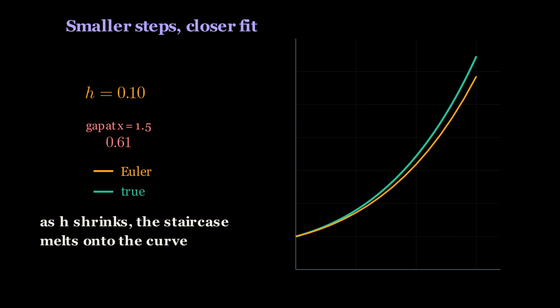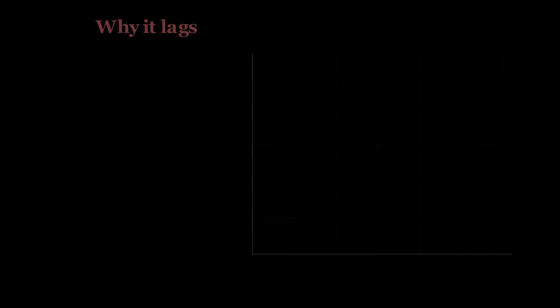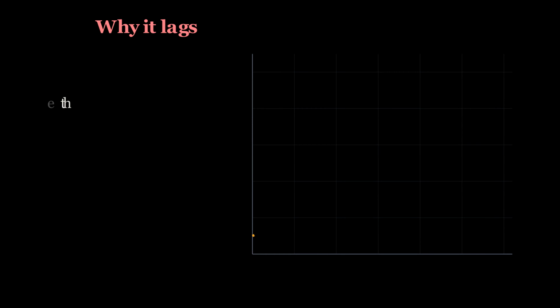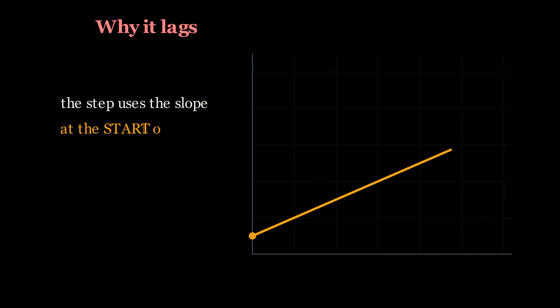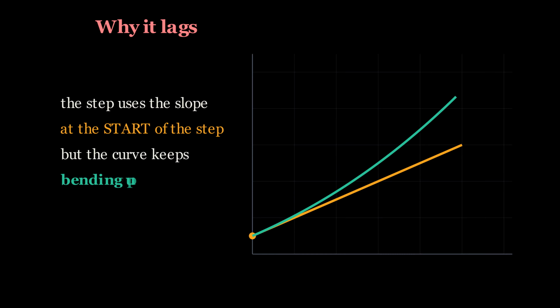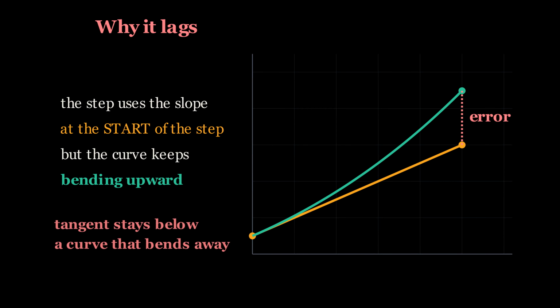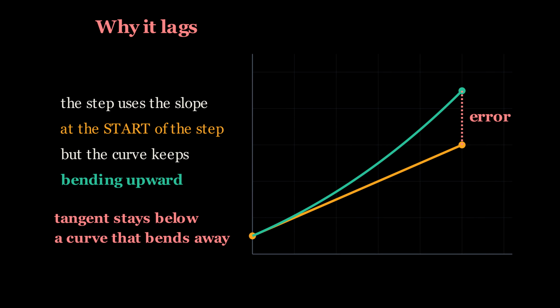Accuracy versus effort. Here's exactly why the staircase falls short. Euler locks in the slope at the start of each step and walks in a straight line. But the real curve keeps bending upward as it goes, pulling away above the tangent, so the step lands below the true value. And that shortfall is the error. Whenever the solution curves away from its own tangent, Euler trails behind. And the smaller the step, the less room it has to drift.